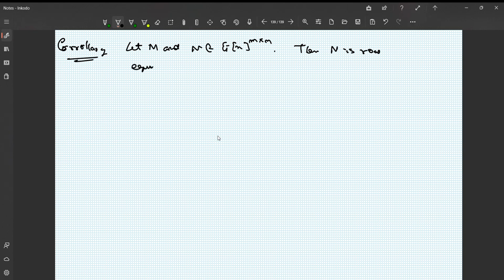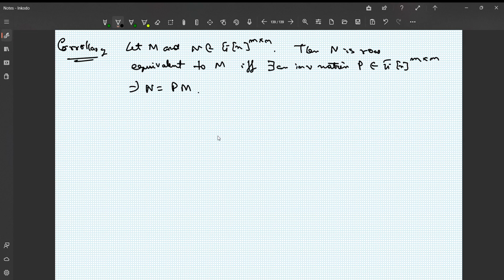Let's say, then N is row equivalent to M if and only if there exists an invertible matrix P, obviously in the same collection. This should be a square matrix. Sorry, this is a square matrix m cross m, such that N equals PM. Clear?